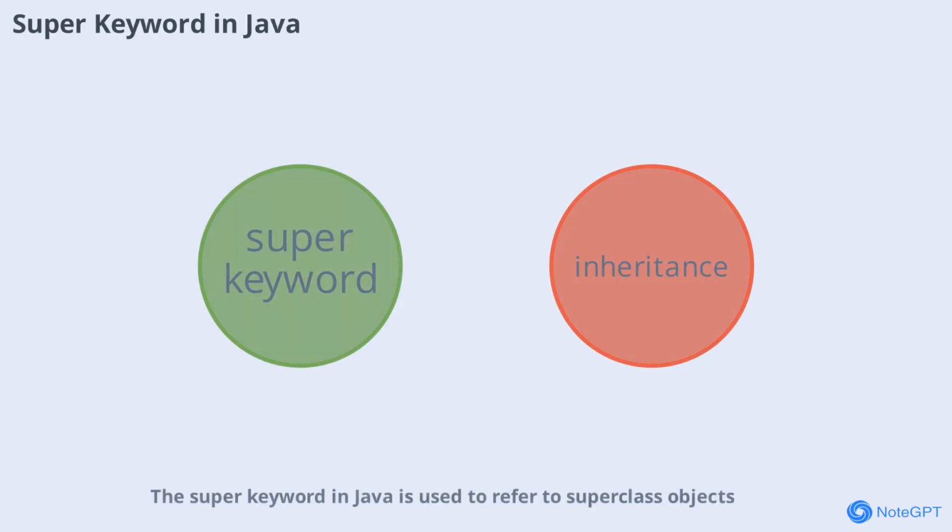The super keyword in Java is used to refer to superclass objects. It helps you access methods and variables from the parent class, especially when there's a name conflict between parent and child classes. The super keyword can also be used to call the parent class constructor, making it easier to manage inheritance and avoid confusion in your code.